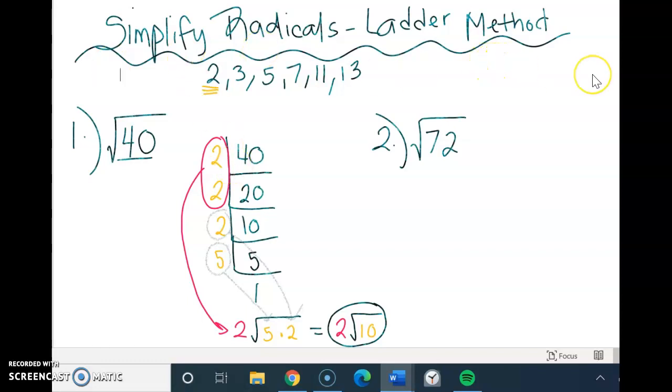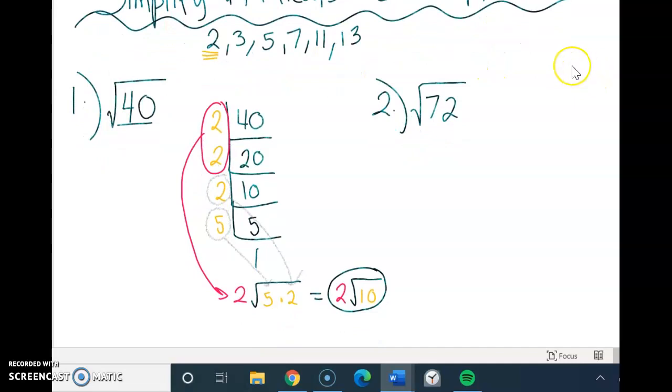Let's try another example. We're working with a slightly bigger number, but it's the same process. My first step would be to put 72 at the top of my ladder. Then I ask myself, the smallest number that goes into 72 would be 2. Then I would divide 72 by 2, which is 36. The smallest number that goes into 36 is 2.